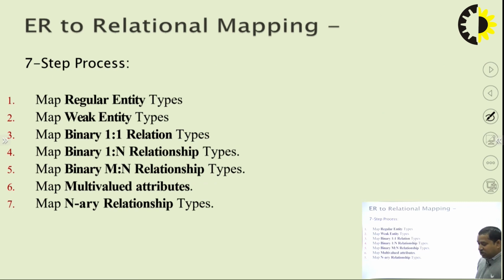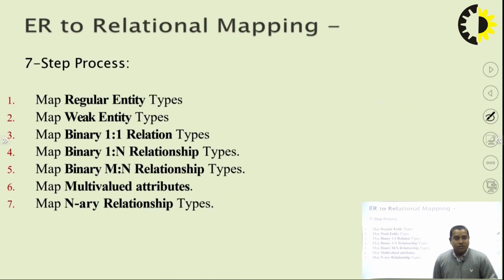Okay, so it involves a 7-step process when we are converting an ER diagram into a relational model that inherits the properties reflected in the ER diagram, with all the attributes presented in the form of fields of the table. The 7 steps are: first, the mapping of regular entity types; second, mapping of weak entity types; third, mapping of binary 1-to-1 relationship types; fourth, mapping of binary 1-to-many relationships; fifth, mapping of M-to-N relationship types; and then mapping of multi-valued attributes; and mapping of n-ary relationship types.